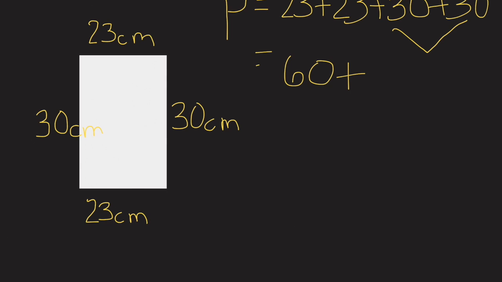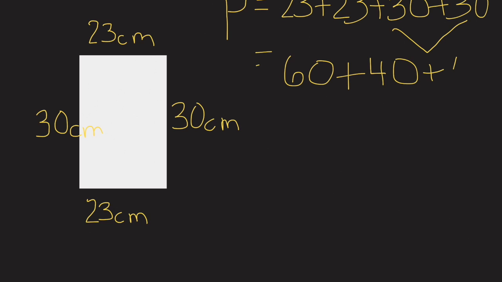Now let's add the 23 plus the 23. Well, let's add the tens together first. I've got 2 tens and 2 more tens. Altogether, I have 4 tens there. That's 40. Adding the ones together now, 3 plus 3 would give me 6.